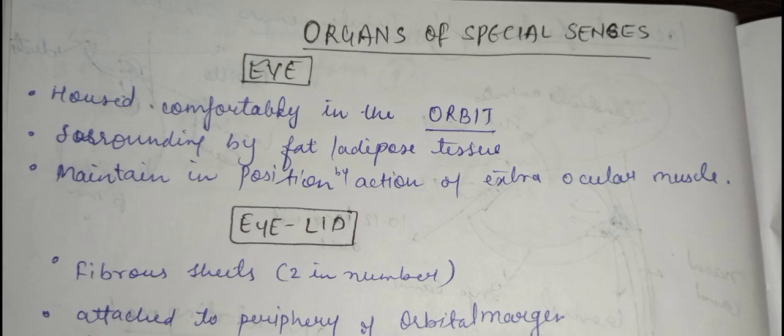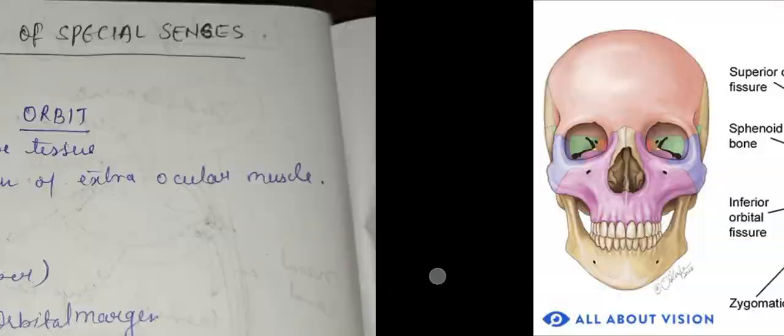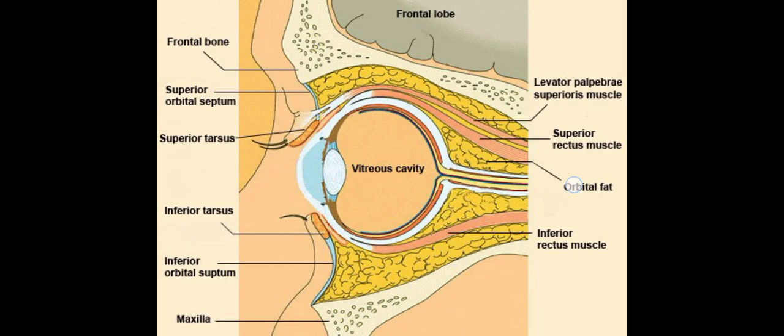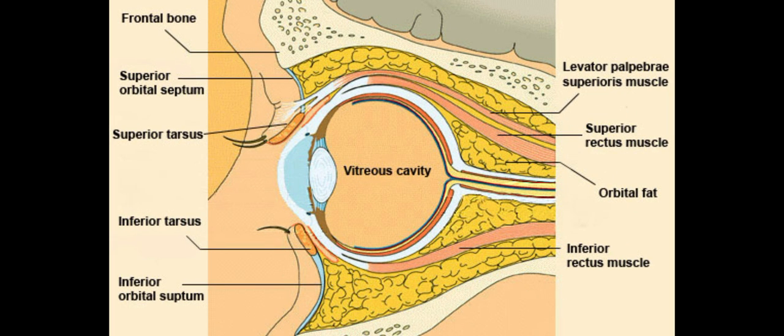Next point, it is surrounded by fatty or adipose tissues. You can see here, this is the orbital fat and this is the orbit of the eye. So here is the orbital fat which helps in the comfortable positioning of the eyeball in the orbit of the eye.